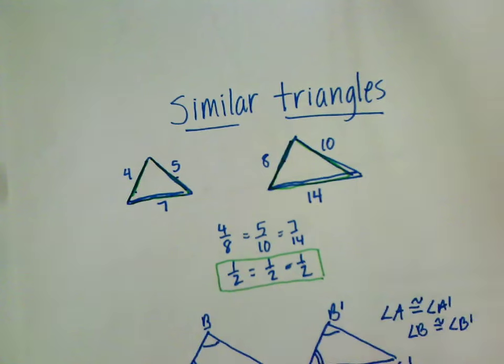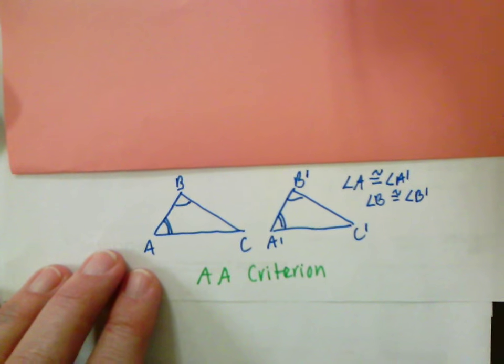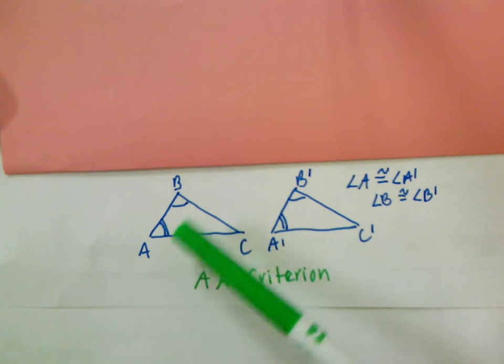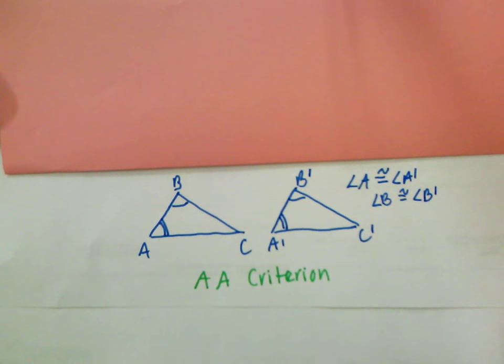Yesterday, we looked at another way of proving two triangles similar, and that was by something called the angle-angle criterion. With the angle-angle criterion, you need to show that two pairs of corresponding angles are congruent. For example, angle A is congruent to angle A prime, and angle B is congruent to angle B prime. Because of this, we can say that these two triangles are similar by what we call the angle-angle criterion.